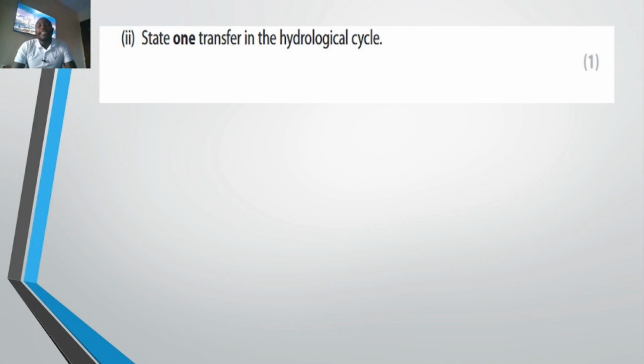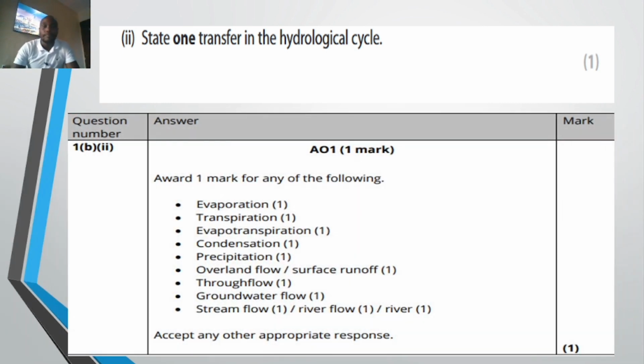Then we move to another question. State one transfer in the hydrological cycle. You sang these again and again. What do you think? A transfer. Any of these that you mention is an answer: evaporation, transpiration, evapotranspiration, condensation, precipitation, overland flow, throughflow, groundwater flow, stream flow, and remember you should be able to explain them. So you mention one, you get your answer.